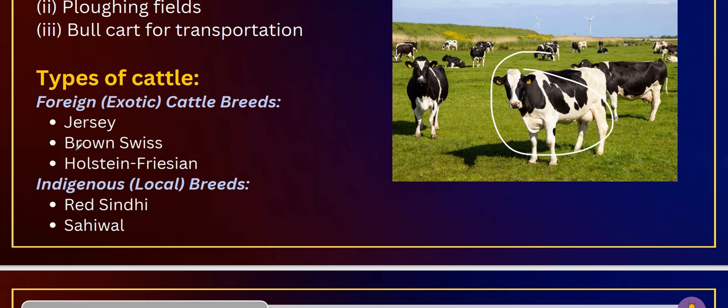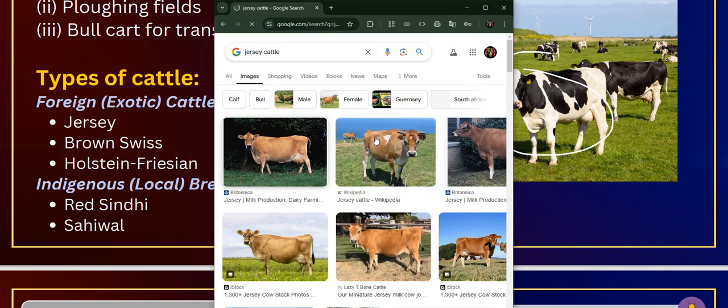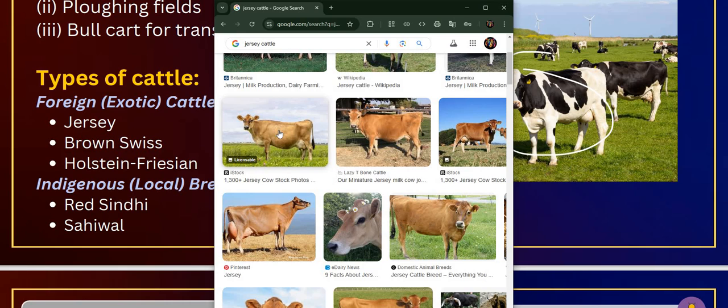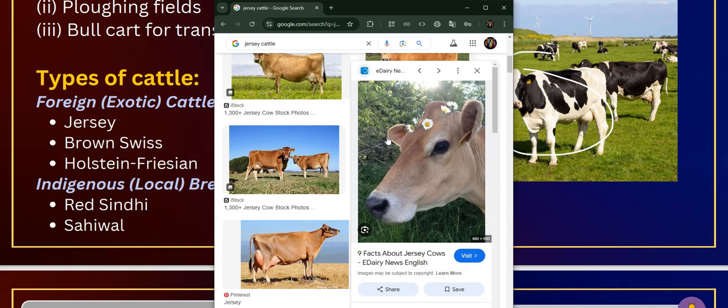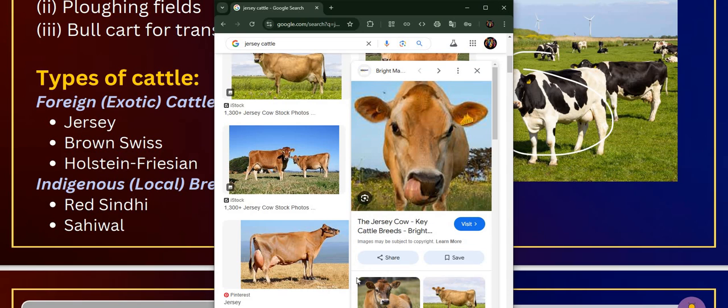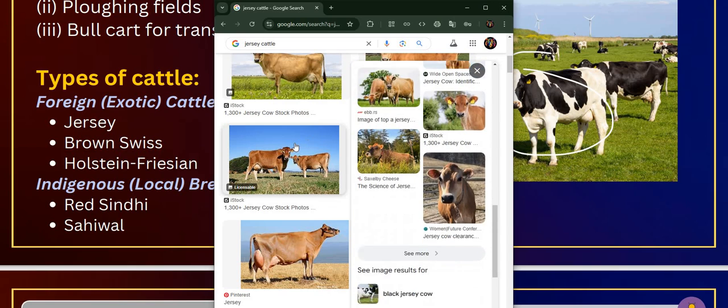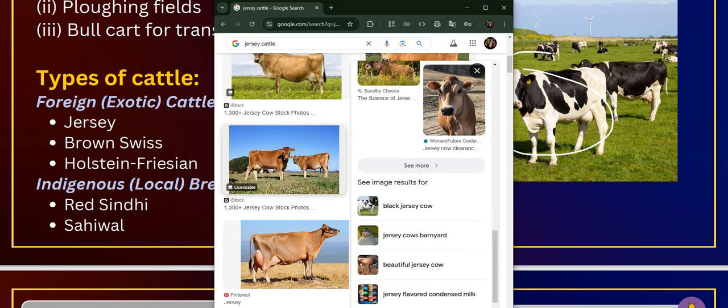First of all, types of cattle. There are two types of cattle: exotic cattle breed and local cattle breed. Now, in exotic cattle breed, first you have Jersey, that is foreign. So see here, Jersey. Okay, so see this. Wow, this is the Jersey. The color is brownish. This is the jersey, not the jersey that footballers wear.